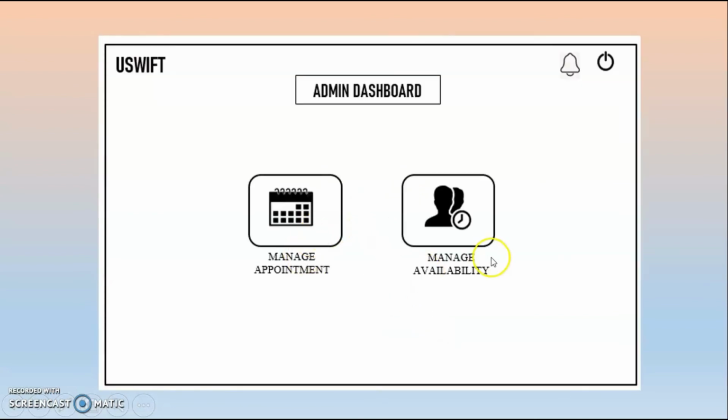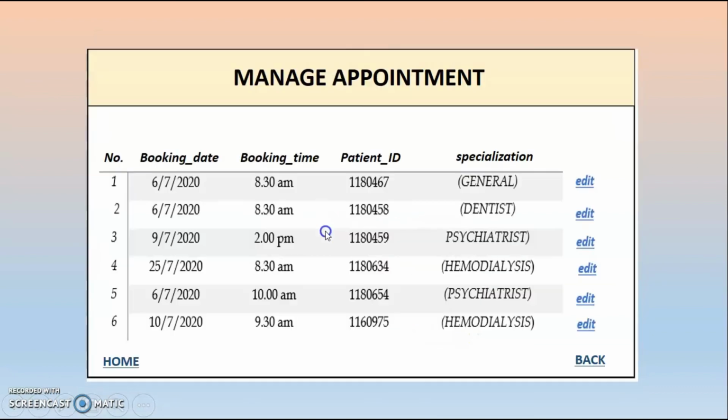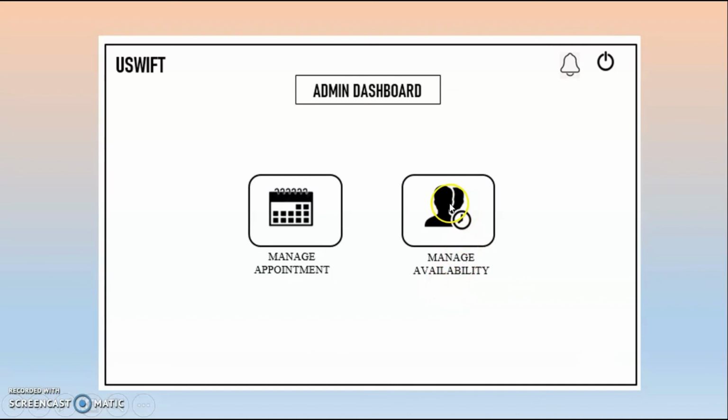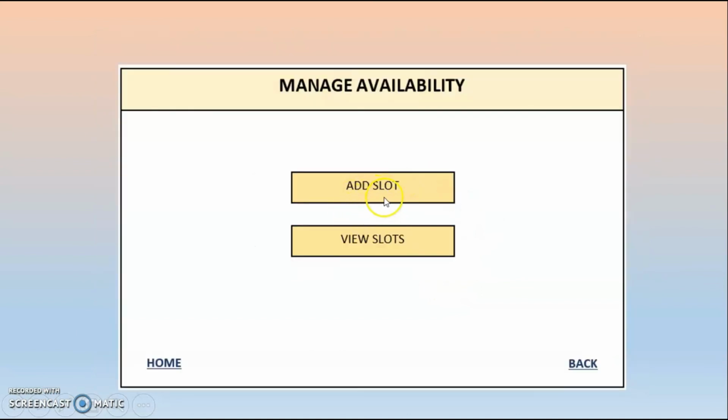Admin has two options. So let's go through manage appointment first. So these are the list of appointments. Admin can view the appointment information here, so they can see the details of the patient, the details of the appointment slots. And then we have manage availability. In here, admin can add slot or view slots.